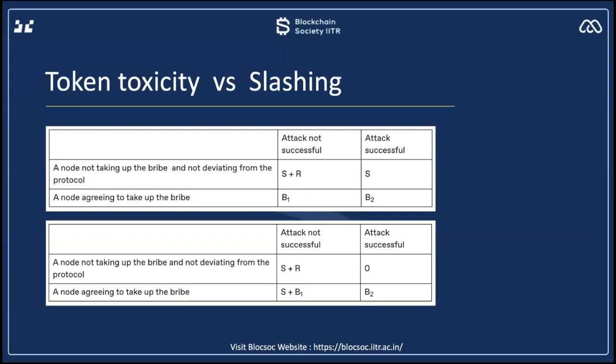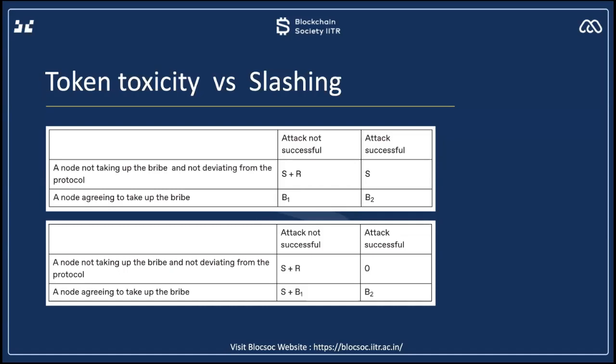So here is an example in front of your screen. Let's look at the first table, right? This is the table where slashing does not occur, and it's a network that basically works on token toxicity. So imagine that you're a node, and you as a node have been given a dilemma: someone has come to you and is asking you to behave maliciously, right? And obviously they'll have to give you some bribe for you to act not in the best interest of the network. So let's say that you're given a bribe B1 in case the attack is not successful, and you're given a bribe B2 in case the attack is successful.